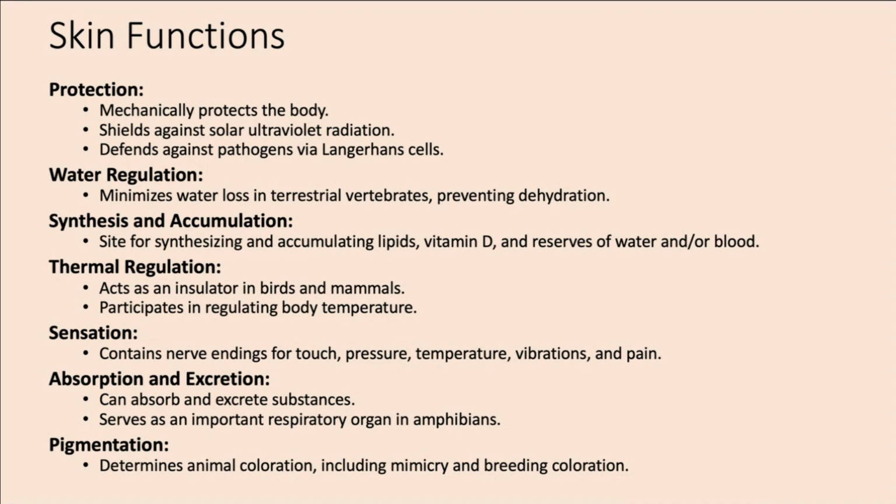So animals like the amniotes, and basically the reptiles, would have better developed skin to help with minimizing this water loss. Now, the skin is the site for synthesizing and accumulating lipids, vitamin D, and reserves of water or blood. And it acts as an insulator in birds and mammals.